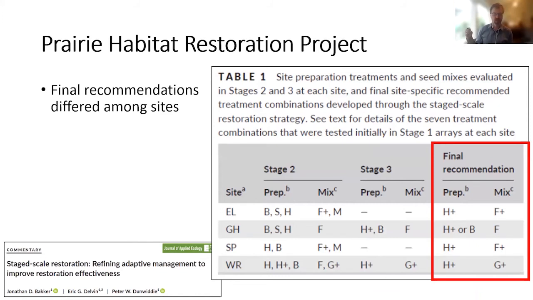Even though they're all in Western Washington, some of them are just a couple of miles away from each other, but they differ in terms of which non-native, invasive species are problematic, in terms of soil conditions, in terms of the weather that they experience. And so we had to tailor our final recommendations for each site based on what we learned by applying all of these initial treatments to each of the sites themselves.